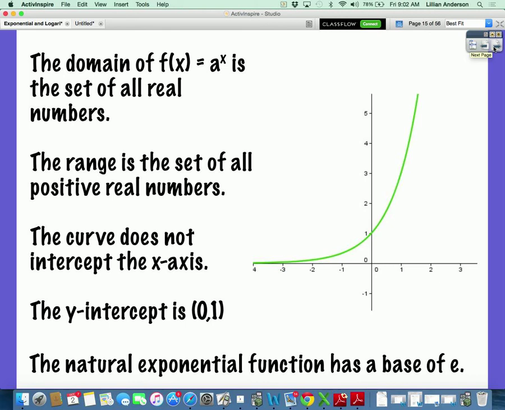The domain of your exponential functions is the set of all real numbers. You probably could have told that based off the other graph. The range is a set of all positive numbers. That's for either exponential growth or exponential decay. The curve does not intersect the x-axis, which means what's happening at the x-axis? There's an asymptote there. It has a y-intercept of 0, 1.